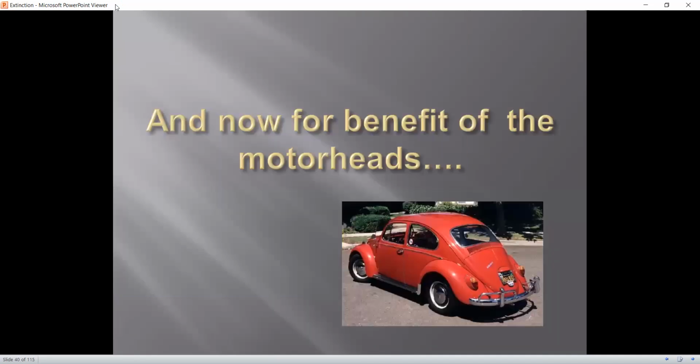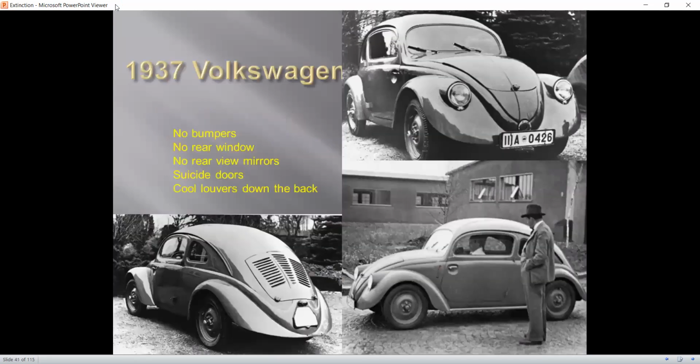All right, so for the benefit of the motorheads, does anybody here work on cars? I do. For the benefit of the motorheads, we get another example of that in this 1937 Volkswagen. This is kind of neat. It's got no bumpers. It's got no rear view mirror, no rear window. It has suicide doors, and it has these cool levers up the back, but it's a Volkswagen. It doesn't change much. What?